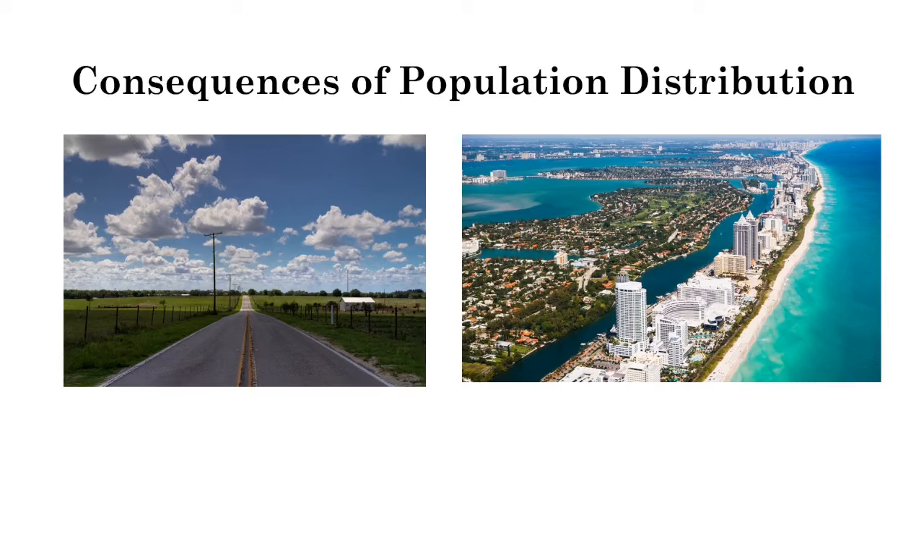We're going to dive into consequences of population distribution. So what happens when people are clustered near the coast or more dispersed in rural areas? That's what we're going to talk about.